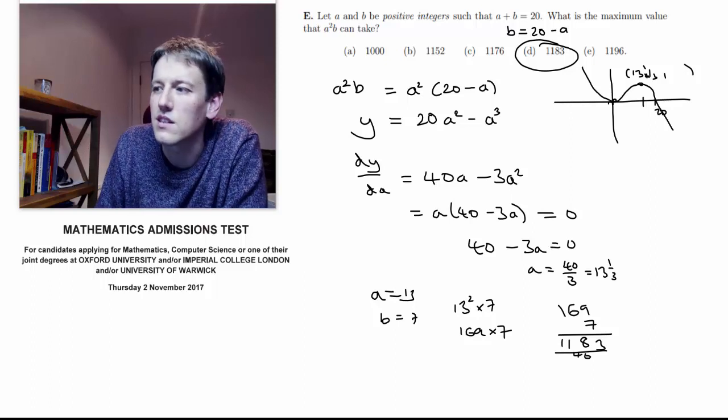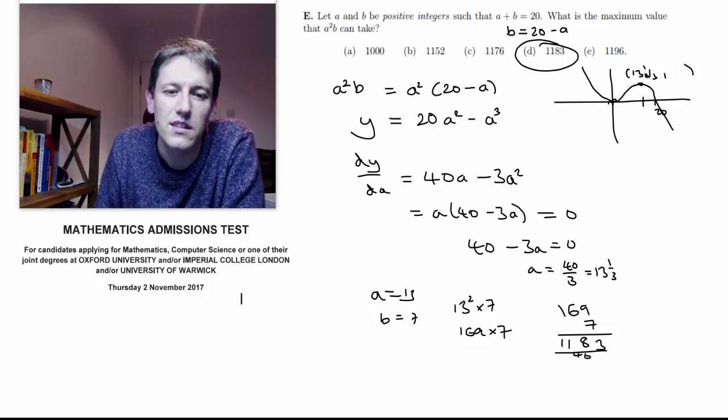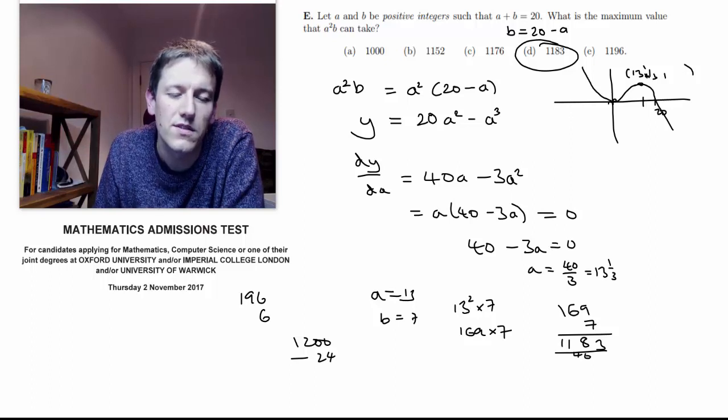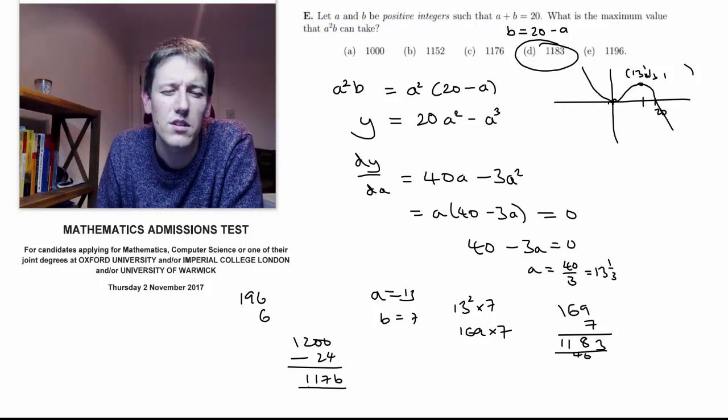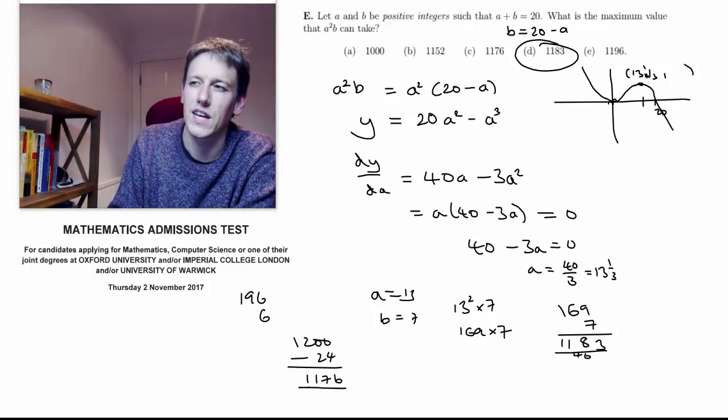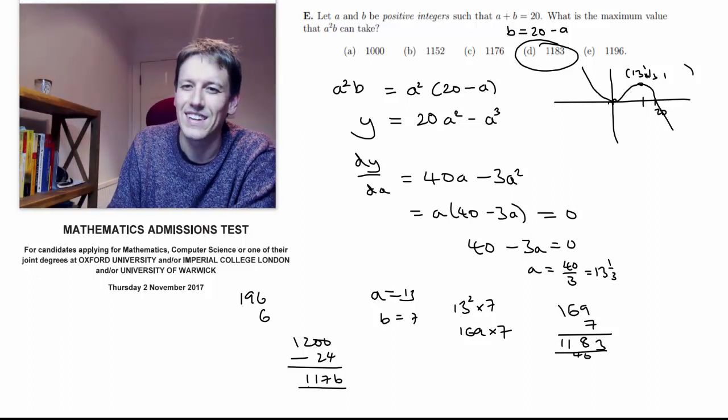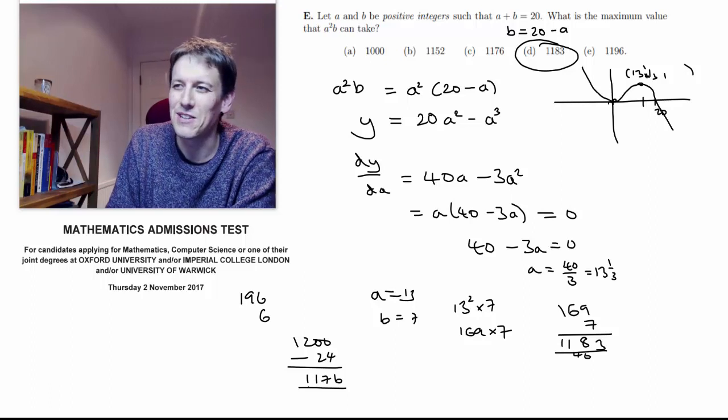If we did 14 and 6 instead, I'd be doing 196 times 6, which is going to be 1200 minus 24. That's 200 times 6 minus 4 times 6, which would give us 1176, which is smaller as we expected, but I think we should probably just check that here in case the graph is much steeper in one direction than the other.